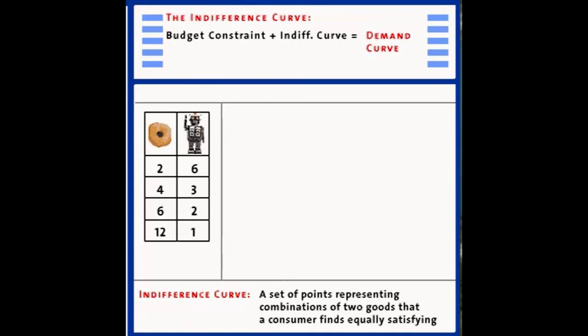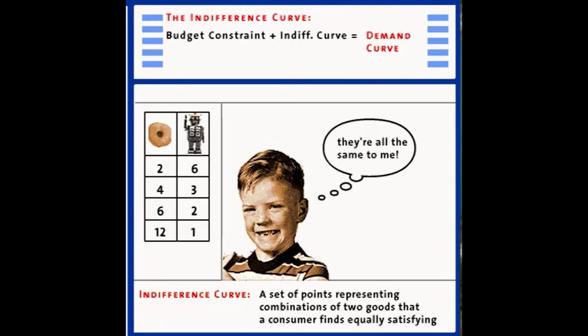Let's represent now Chris's preferences in a graph. Here we are back in goods space, and let's remember to label our axes. That's always important. The vertical axis is going to represent the number of snacks that Chris has, and the horizontal axis, just like before, is going to represent the number of toys that Chris has.